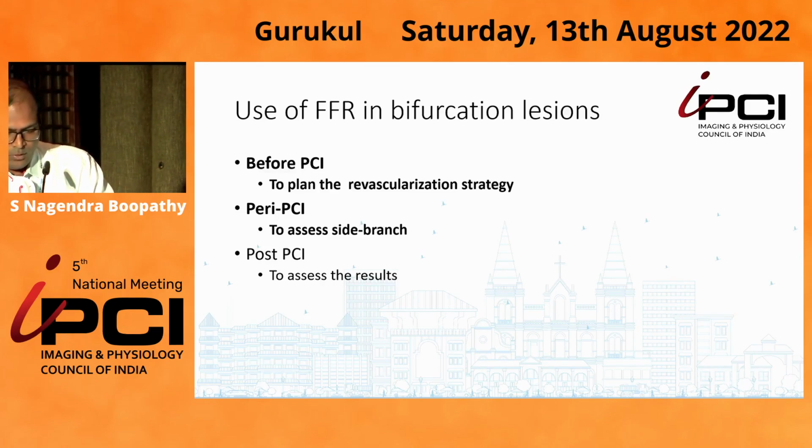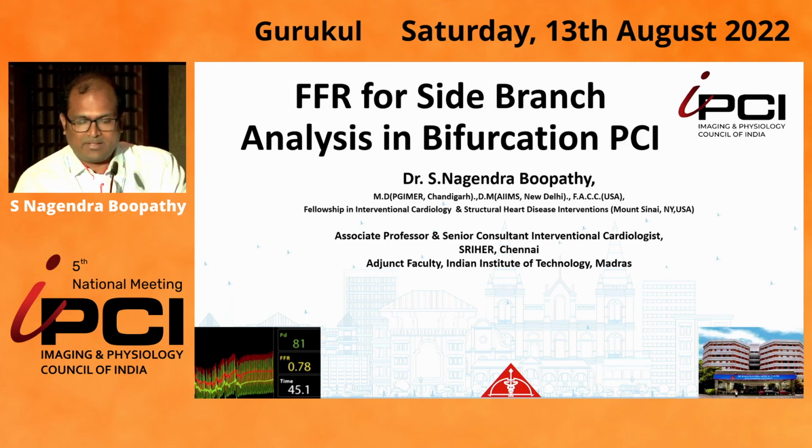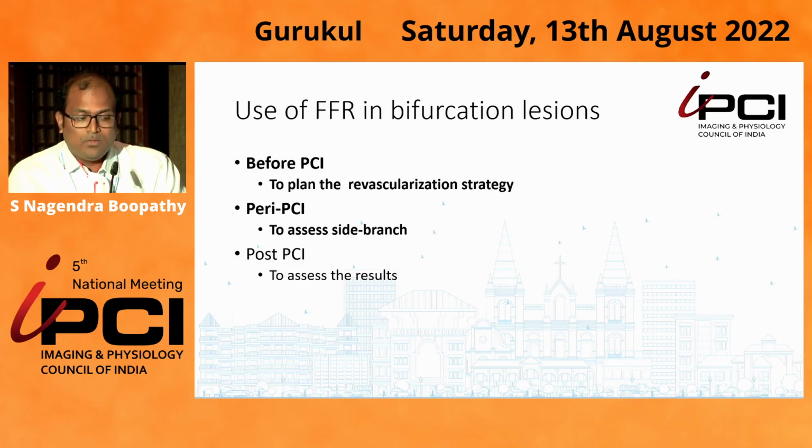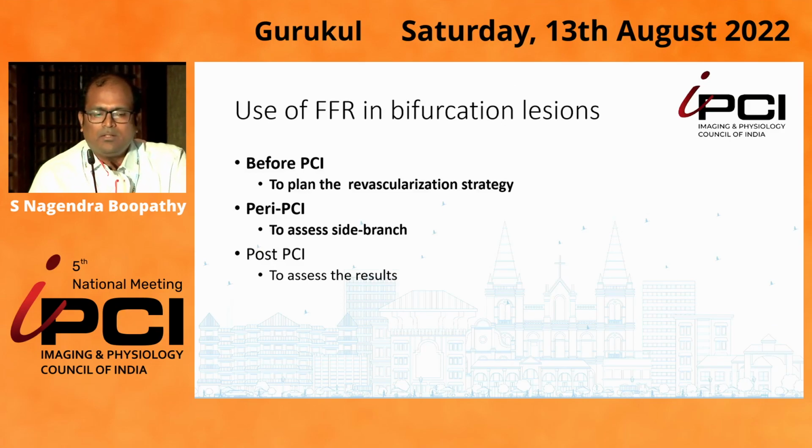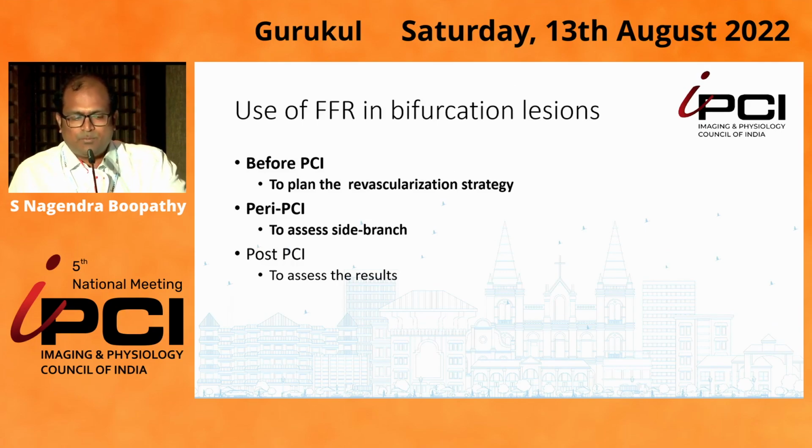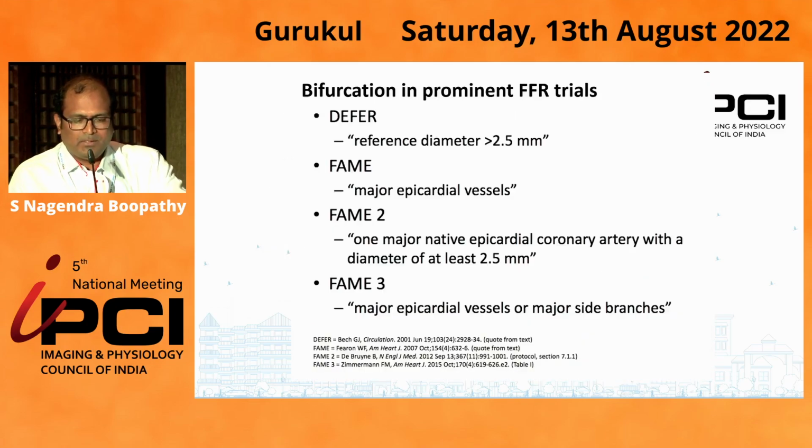Okay, so the topic given to me is to assess the side branch after utility of FFR in bifurcations. So I would classify the utility of FFR in bifurcation to plan the PCI, that is before PCI, so that we can identify the revascularization strategy, to assess the side branch or even the main branch, and post PCI. I'm going to confine myself to before PCI and peri PCI. Post PCI itself is a big topic even for bifurcations.